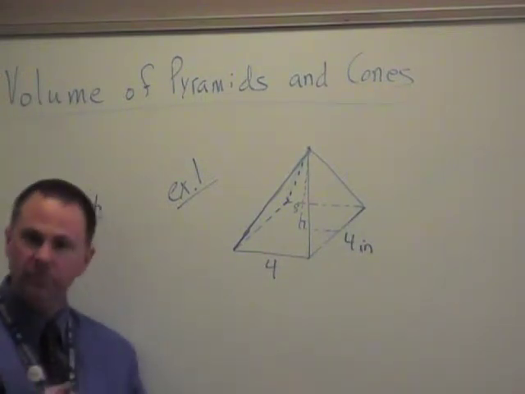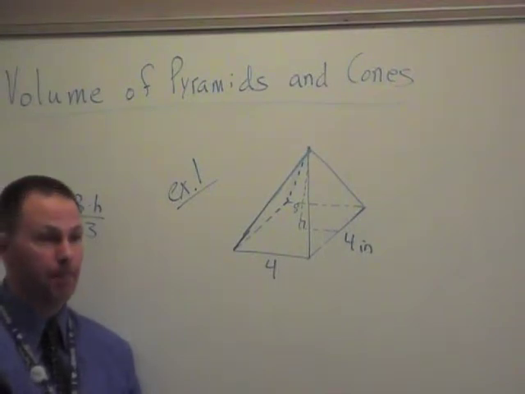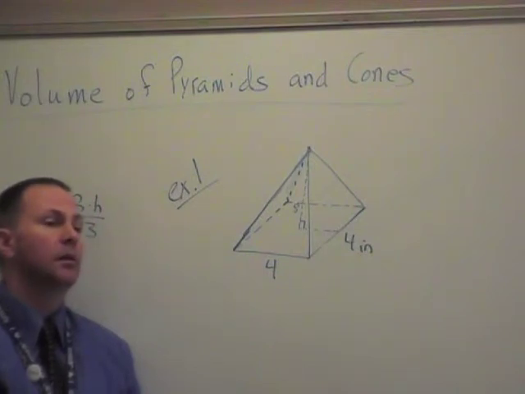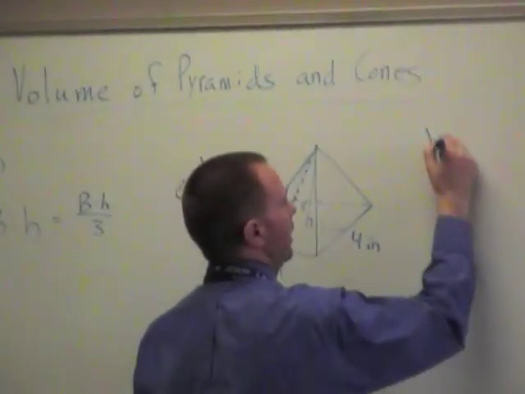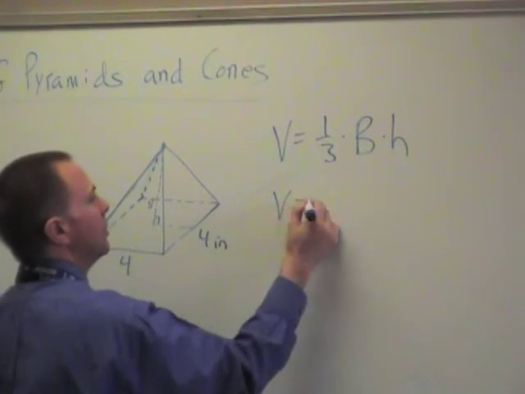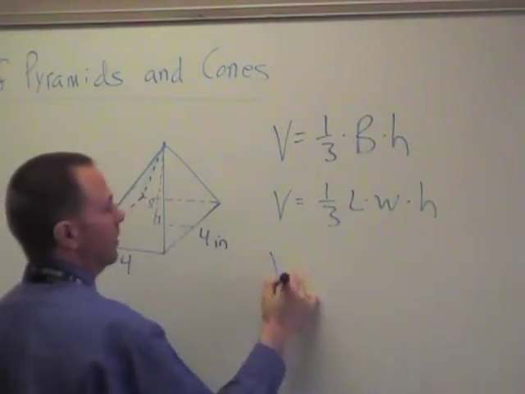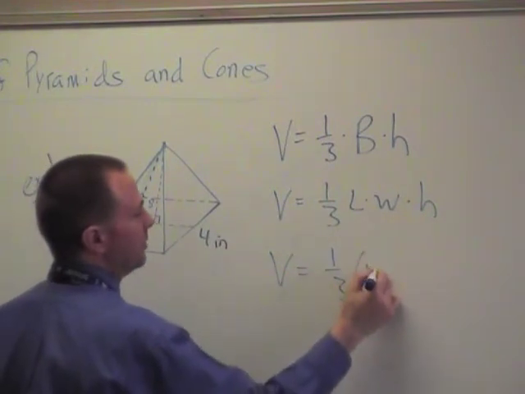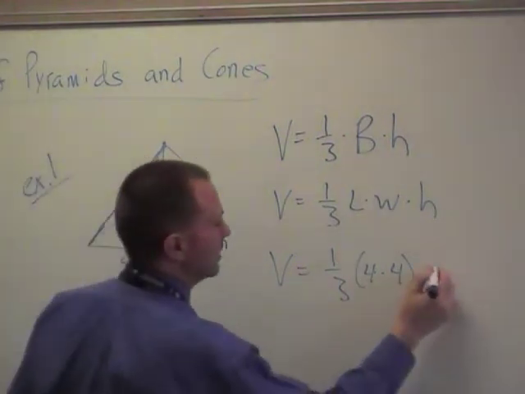Alright, now. What is the area of the base? You take 4 and the 4 and multiply them together, because it gives you the area of the base. Length times width, right? So the volume of this is going to be 1/3 times the area of the base times the height. Addy just told us that the area of the base is length times width. 16. So 1/3 times 4 times 4. Height is H, which is 8.